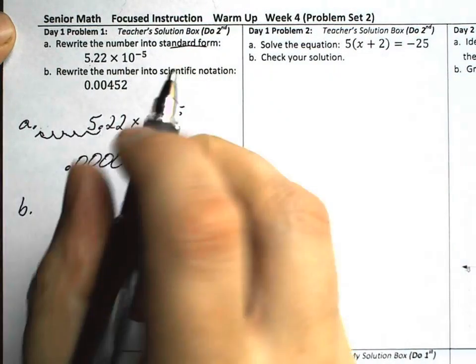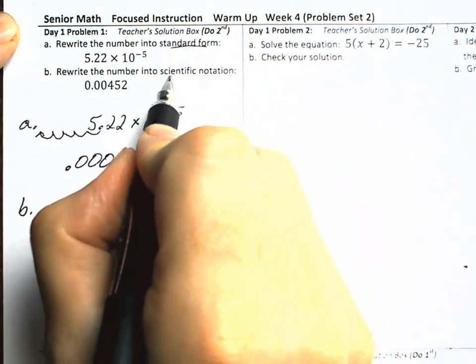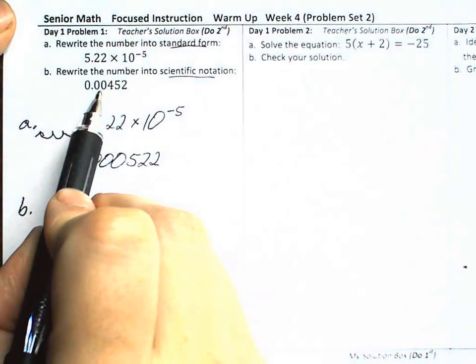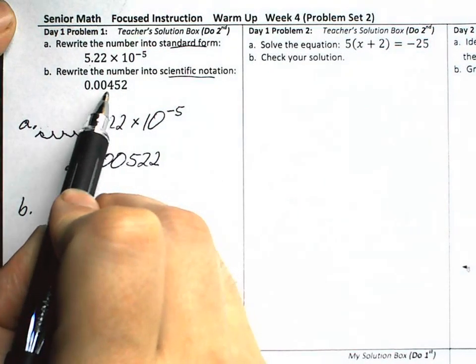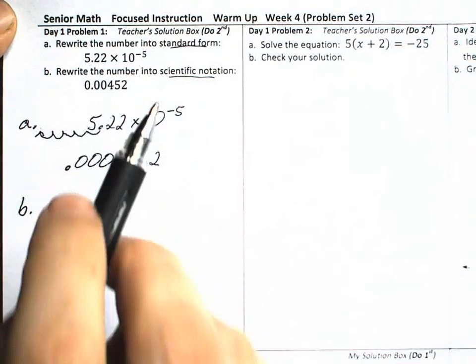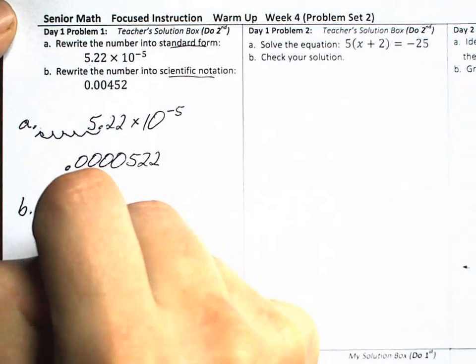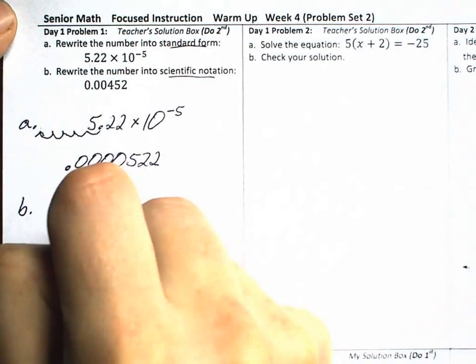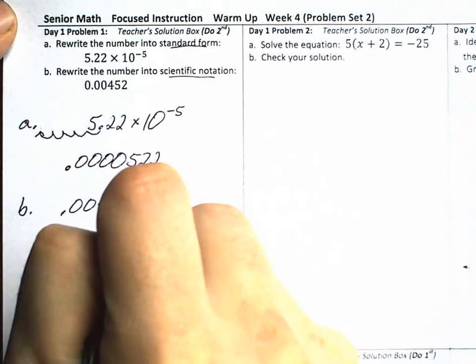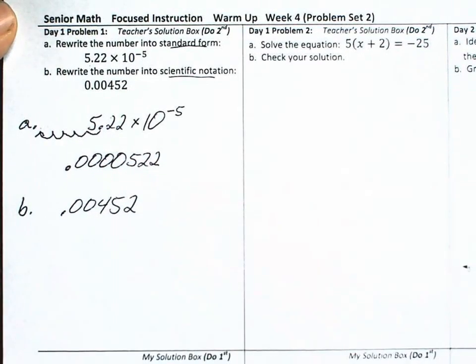Question B. Rewrite the number into scientific notation. So we want to take this standard decimal number and write it so it has the times 10 and some exponent on the 10. So let's begin by copying that down. And that way we're able to work with it and manipulate the decimal point.